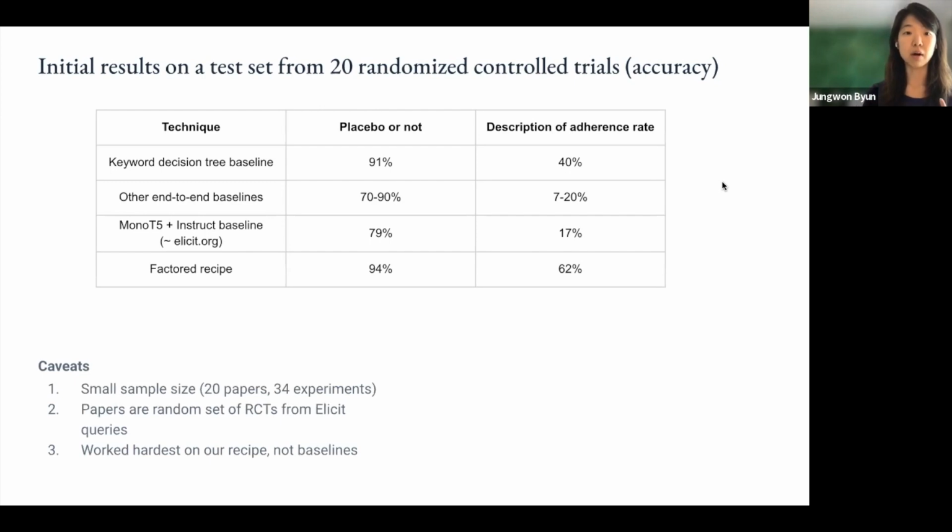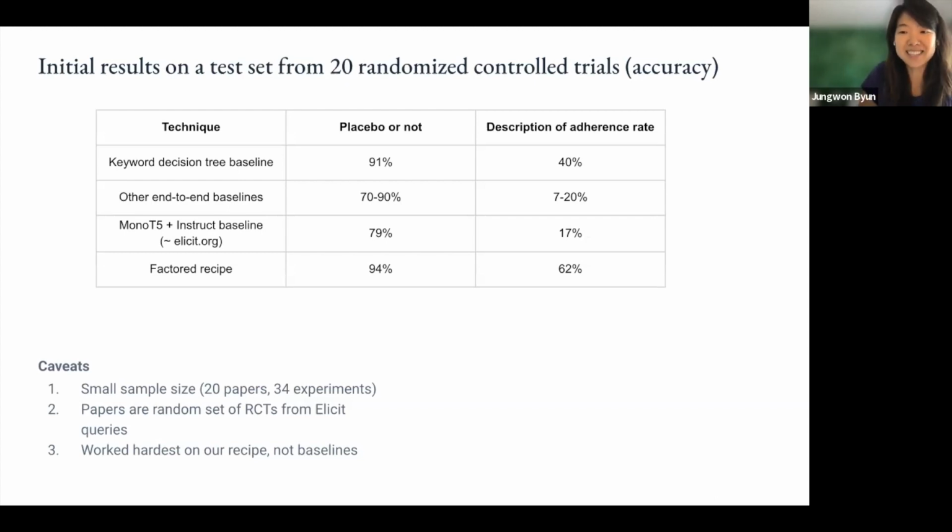A couple of caveats. Obviously this is a small sample size. It was 20 papers and actually 34 experiments, because we evaluated some of these tests at an experiment level, and some papers tested multiple experiments. These papers represent a random set of randomized controlled trials from Elicit that are relevant to Elicit. So the distribution could be a little bit different, although I don't know how much that would meaningfully affect it. Probably worth testing. They were randomly selected.